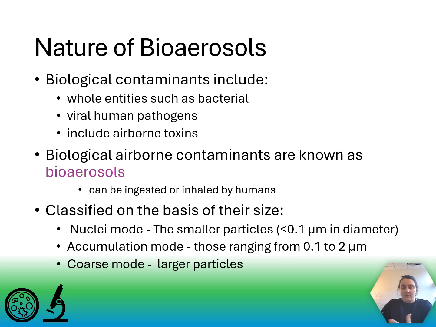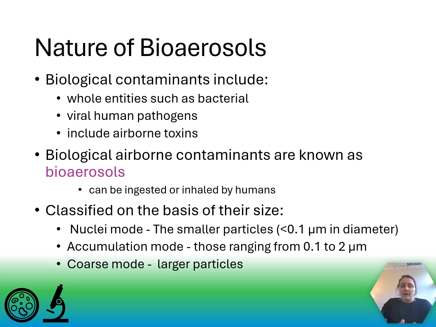So when we think about bioaerosols and all those particles and what we just learned, biological contaminants could be whole entities such as a whole bacteria. We could have viral human pathogens. We could have airborne toxins, dust. All of these that are related to biological components are going to be bioaerosols. And so they can be ingested or inhaled. Inhalation is normally the exposure route that we're most worried about. Ingestion is less likely, but it could happen if air has been deposited on a surface.